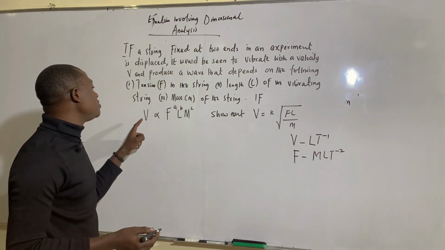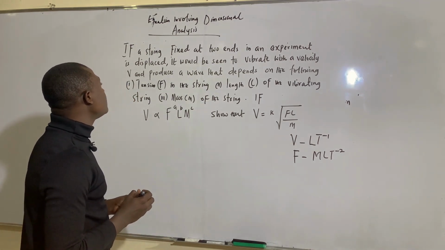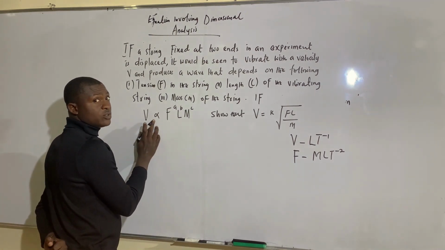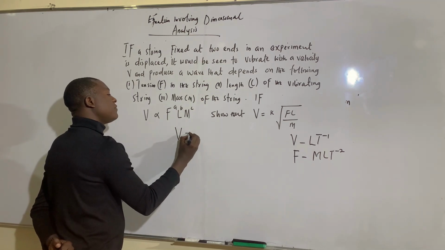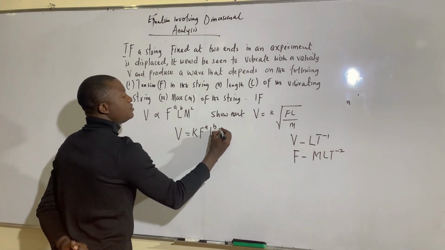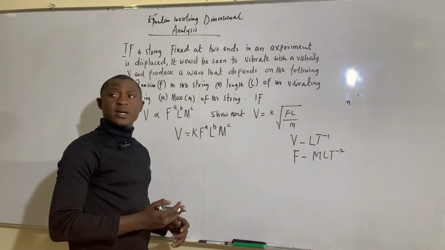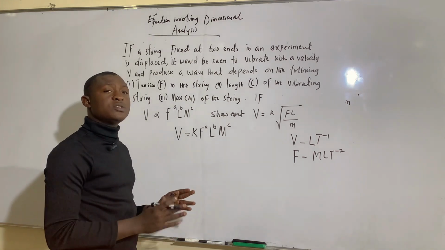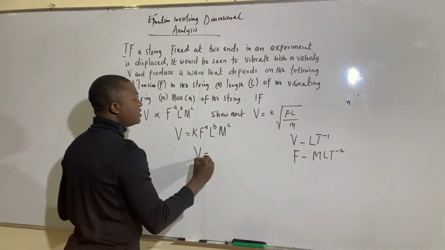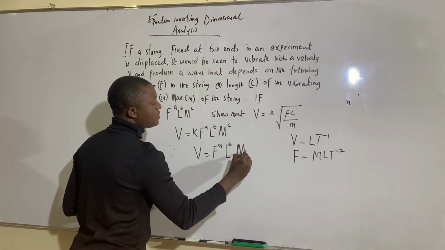So the only things we need to change are the velocity and the force applied in the string. Now, this is the principle of homogeneity, right? As I told you earlier, you can just write this as V is equal to K, F raised to the power of A, L raised to the power of B, and M raised to the power of C. Don't forget, this K is just a constant, so I can ignore it and put it back after I find the values of A, B, and C. So this can be written as V is equal to F raised to the power of A, L raised to the power of B, and M raised to the power of C.